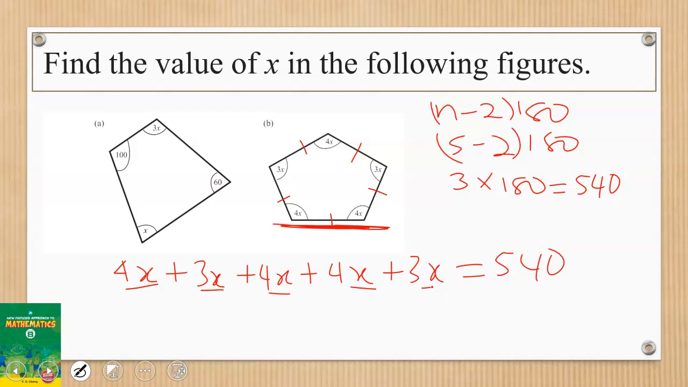Now when we sum them, this and this will give us 7 plus 4, which will be 11, then plus this 15, plus that 18. So you're going to have 18x is equal to 540. If you divide both sides by 18, then 540 divided by 18 means our x will be equal to 30 degrees. And that answers this part of the question as well.